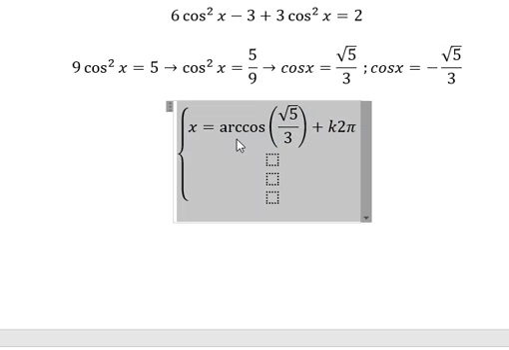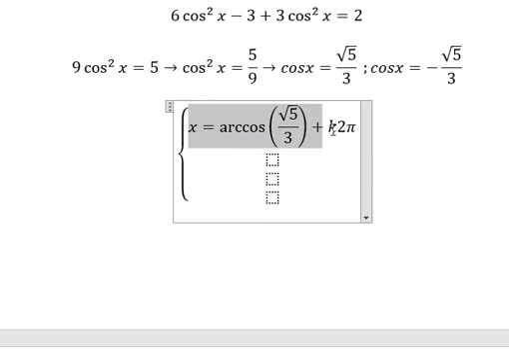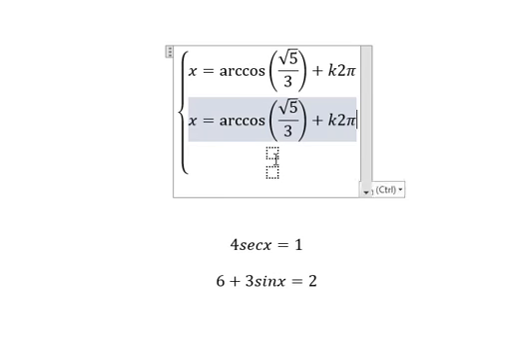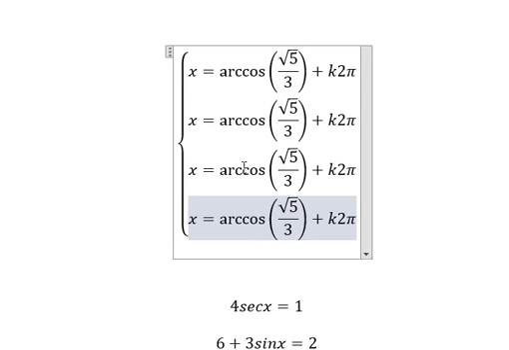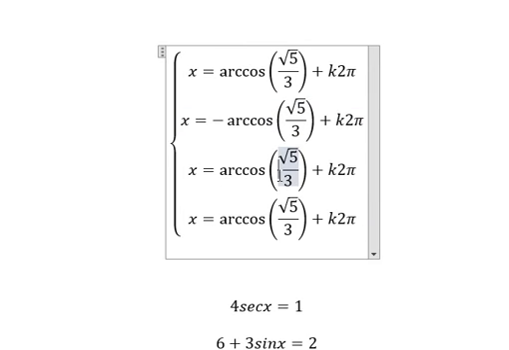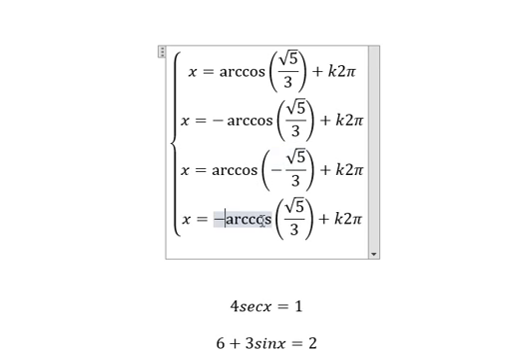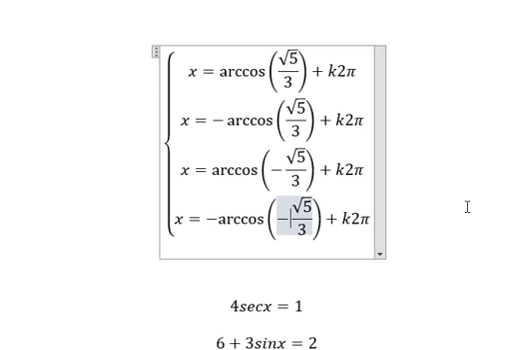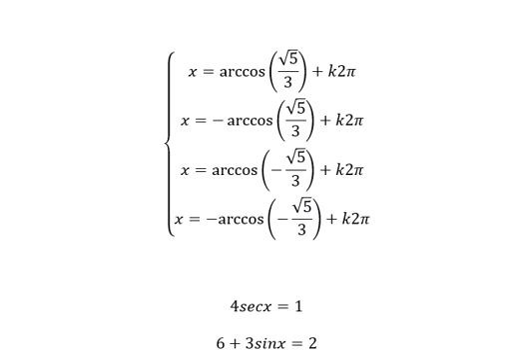Now we do similar for the next one. So I just copy and change the sign in here. So we put the negative sign in here. And next one, this is the second solution, the negative of the square root of 5 over 3. And I put the negative sign here. And this is the answer.